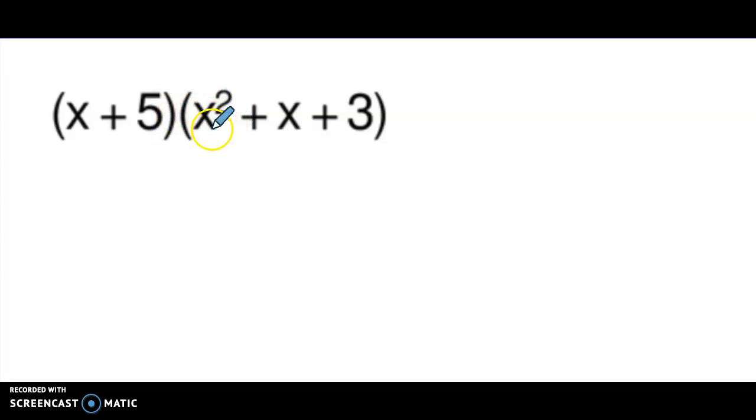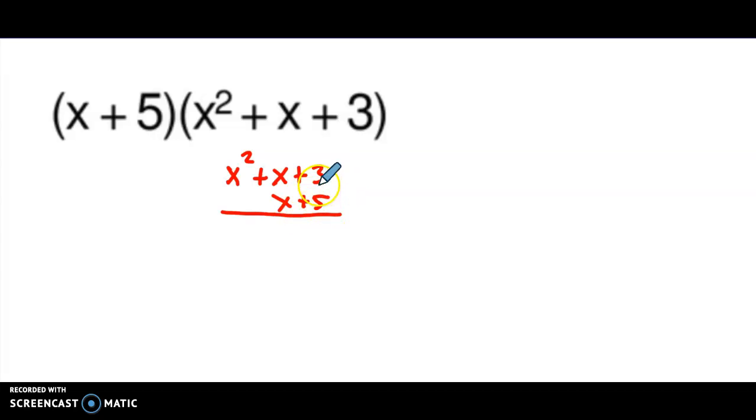You can multiply horizontally or vertically. I don't prefer vertically, personally speaking, but I will show you that just to make sure you're aware. So there's the first one. There's a trinomial and there's a binomial. And here is how vertical multiplication works.